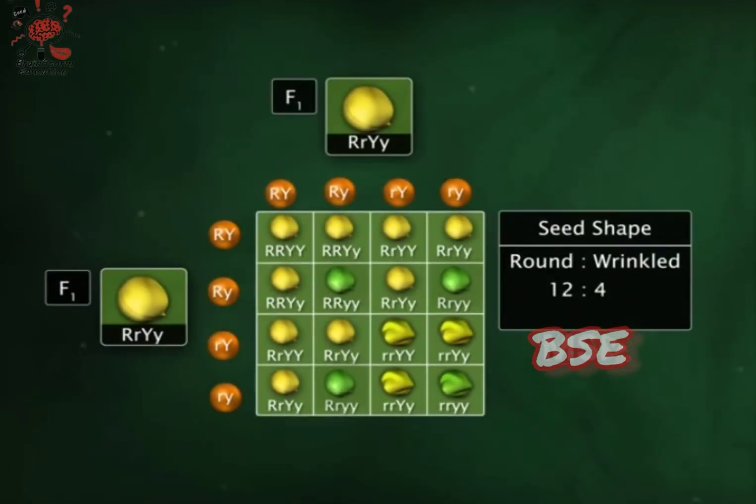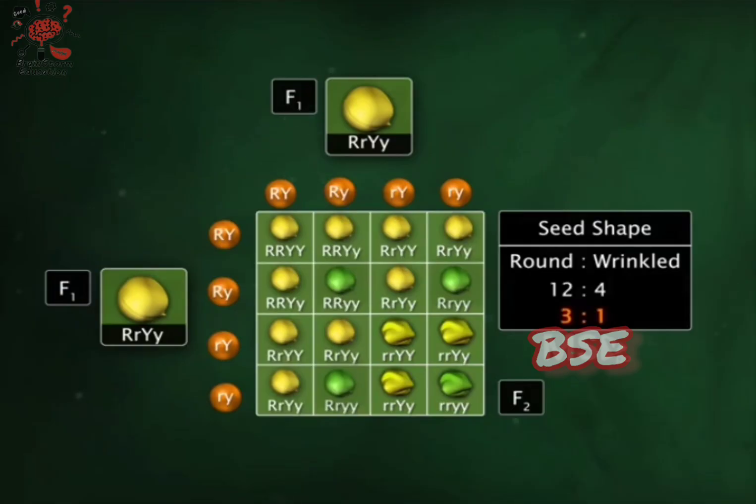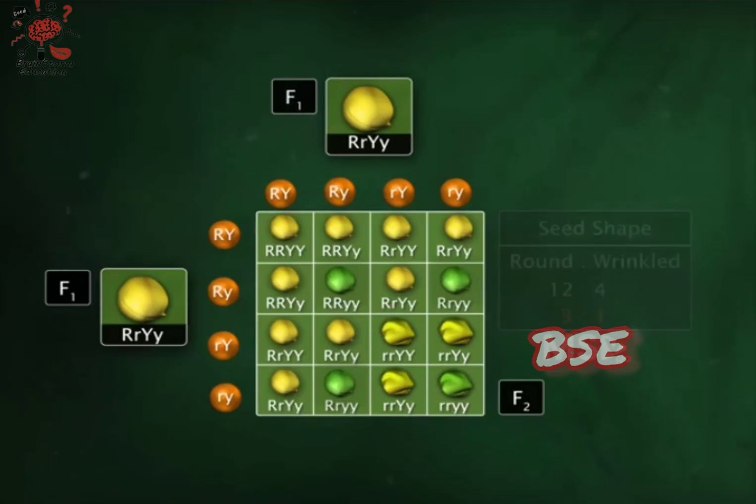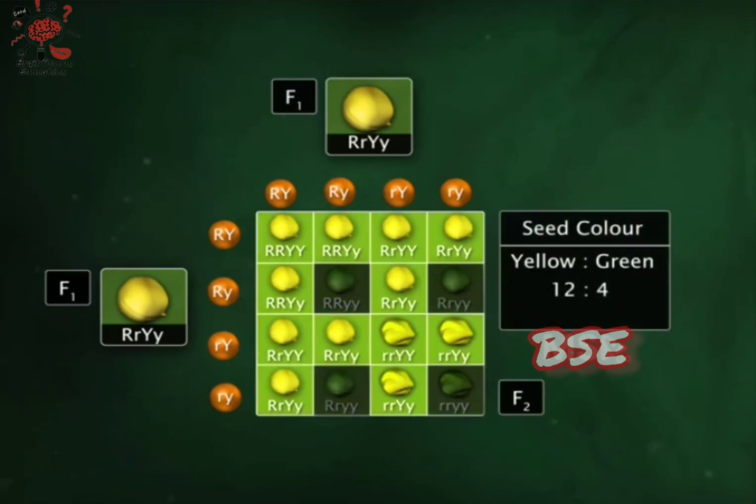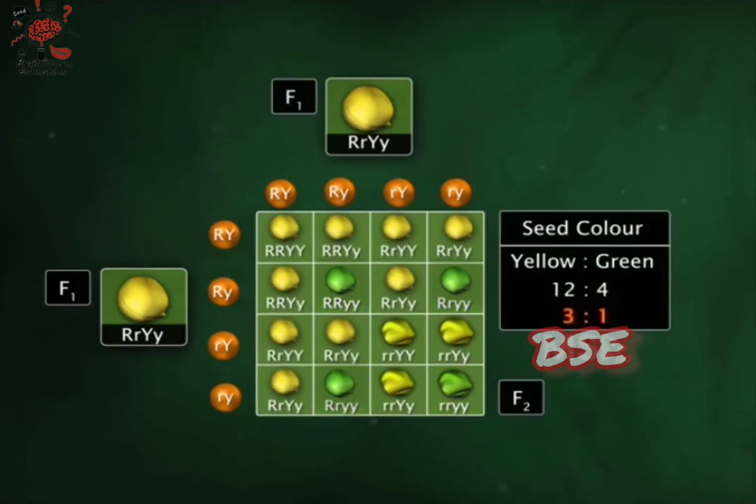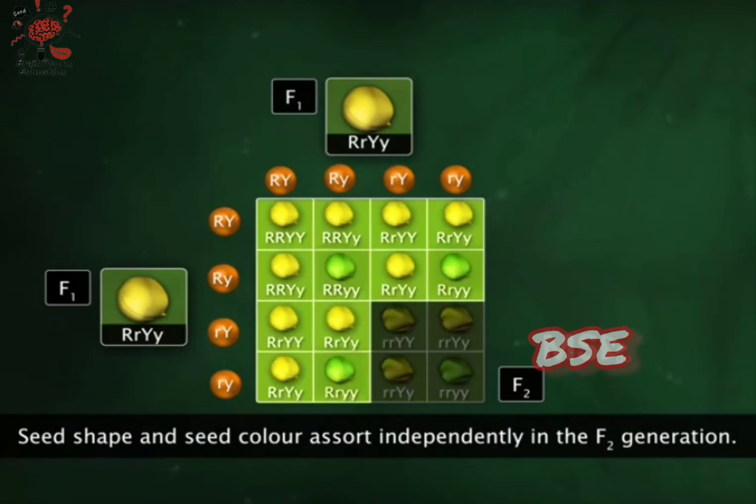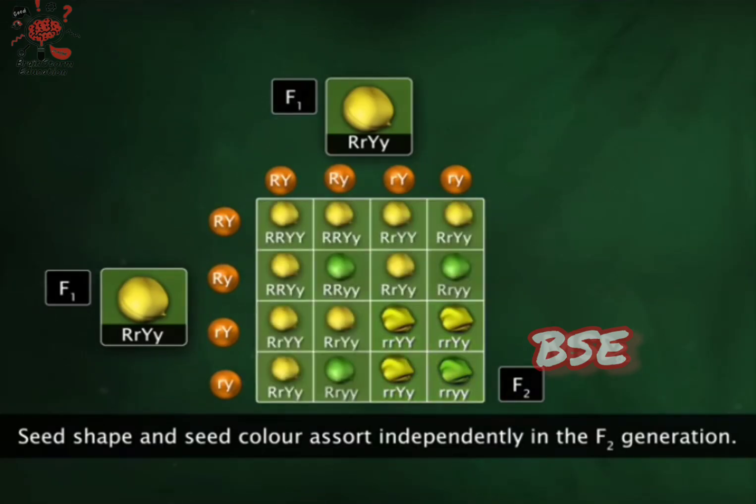We can examine these 2 characteristics individually in the F2 progenies. First, seed shape. There are 12 round and 4 wrinkled seeds, representing a ratio of 3:1. Similarly, there are also 12 yellow seeds and 4 green, again showing a ratio of 3:1. So regardless of the color of the seeds, the ratio of the shape of the seeds will always be 3:1. Similarly, regardless of shape, the ratio for color of the seeds will always be 3:1.